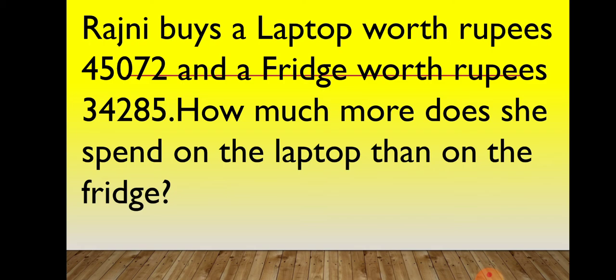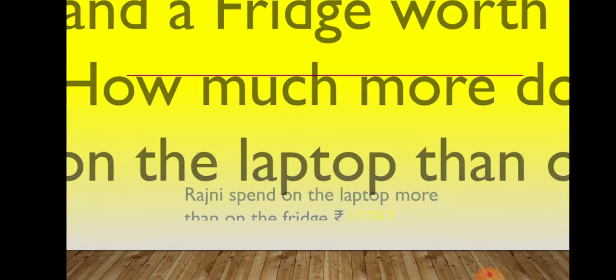Once again listen. Rajani buys a laptop worth rupees 45,072 and a fridge worth rupees 34,285. How much more does she spend on the laptop than on the fridge? So what do you do? Correct, subtraction.